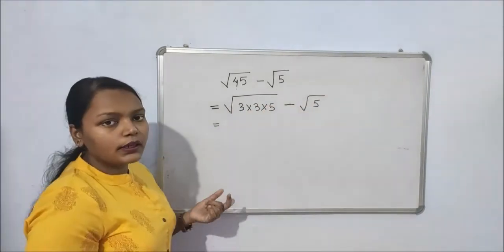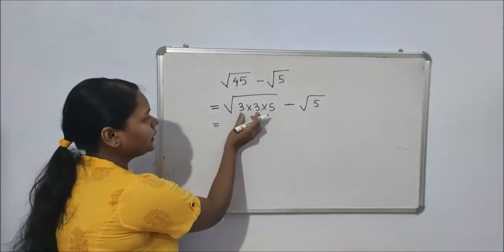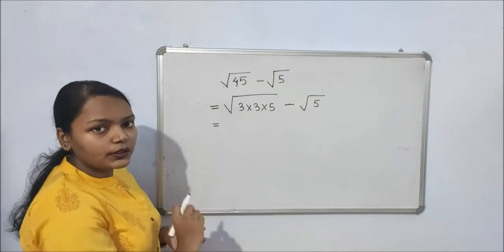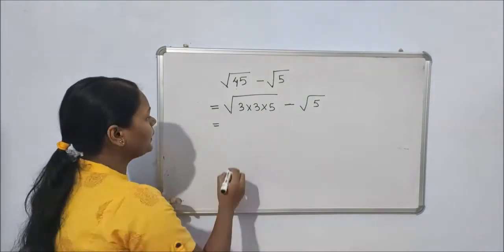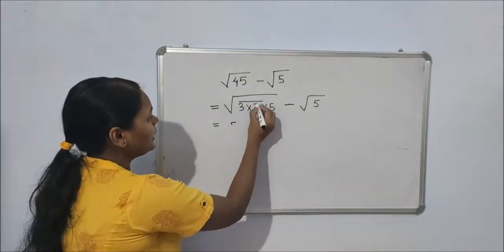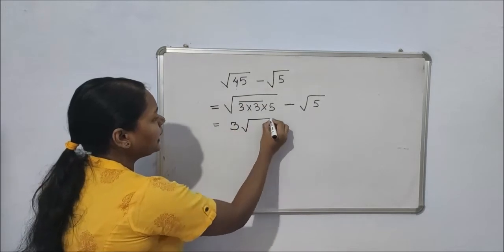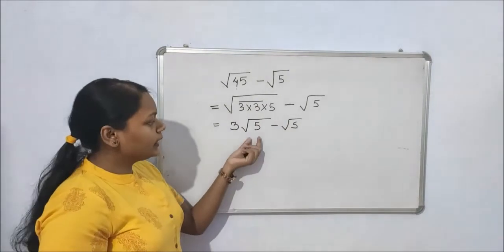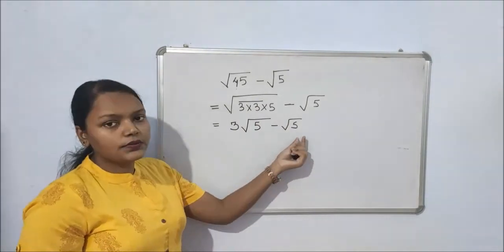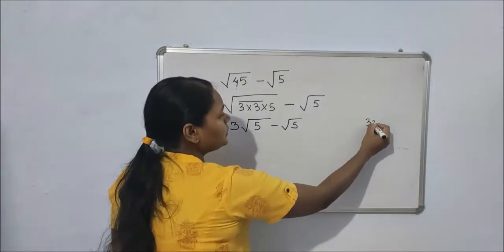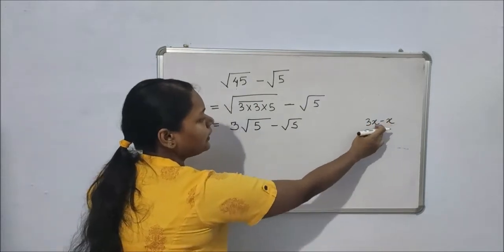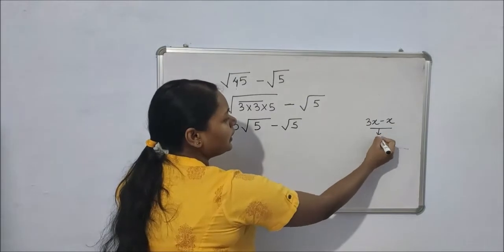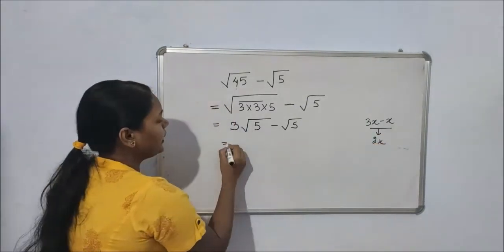Now you have learned in square roots that whenever a pair of values is there, you can take the value outside the root. So we can take this pair outside singly and write 3 root 5 minus root 5. Now as I have said, treat them as variables. So imagine 3x minus x. You can take common or you can simply write the answer.